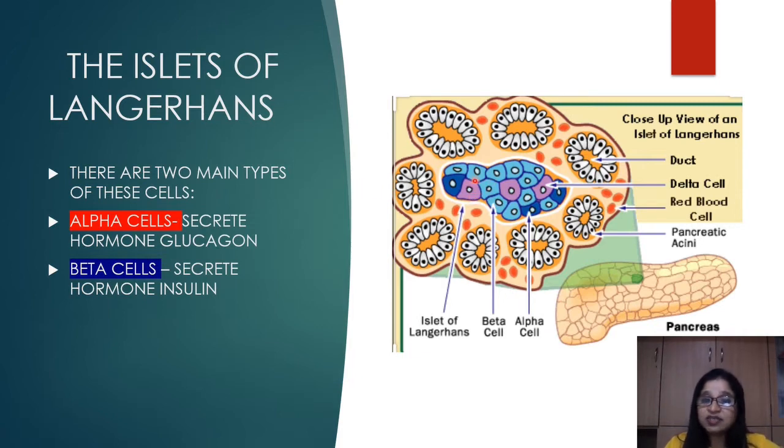Now, the alpha cells which surround the beta cells are so well surrounded by capillaries. That means they are in close contact with blood capillaries so that they can pour their secretions into the blood. The alpha cells secrete the hormone glucagon. Beta cells secrete the hormone insulin.